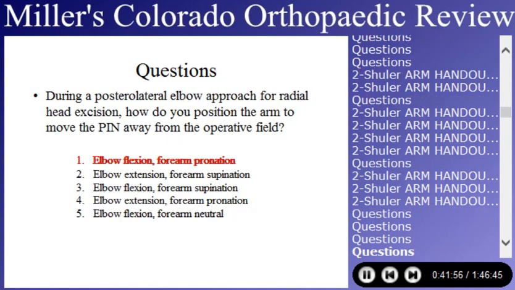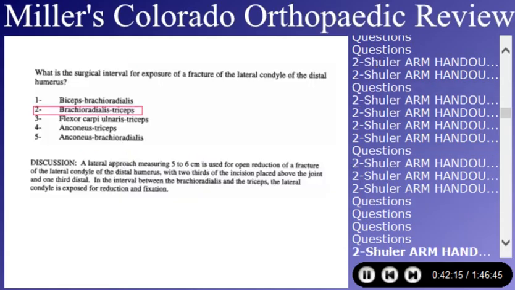Posterior lateral approach to the elbow for radial head excision. How do you actually move the PIN away from the operative field? So they throw something else in addition to it. We got to pronate it. What else do you have to do? You have to flex the elbow. Flex the elbow and then pronate in addition. Surgical interval for exposure to fracture of the lateral condyle, the distal humerus, is between the brachioradialis and triceps.